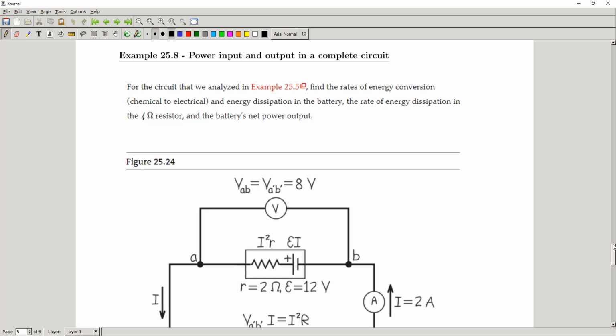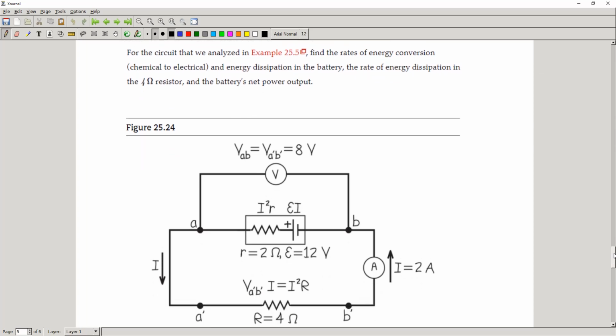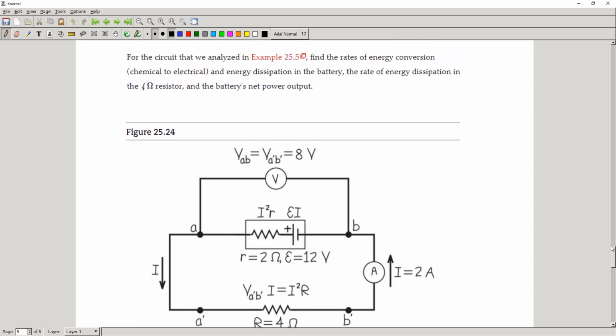But for now, I'll take a look at 25.8, and this is the power input and output in a complete circuit. And so we're sort of going back to the circuit that we looked at in example 25.5. And so I'm not going to redraw it here. I'm going to use their drawing of it, but their drawing has a little bit of extra stuff in it that we're going to have to talk about. And so we have the circuit that we looked at in 25.5.